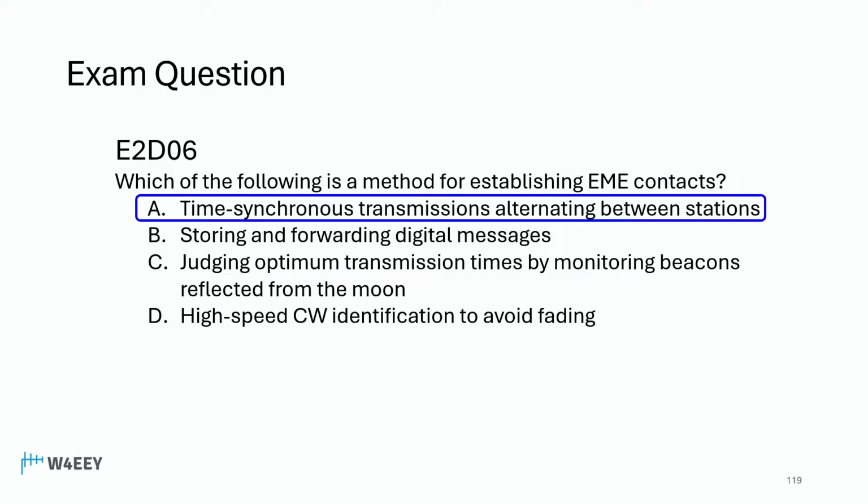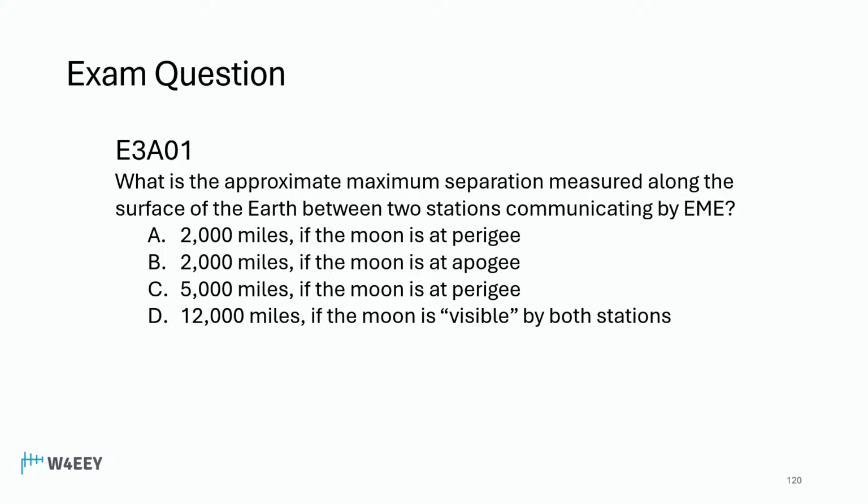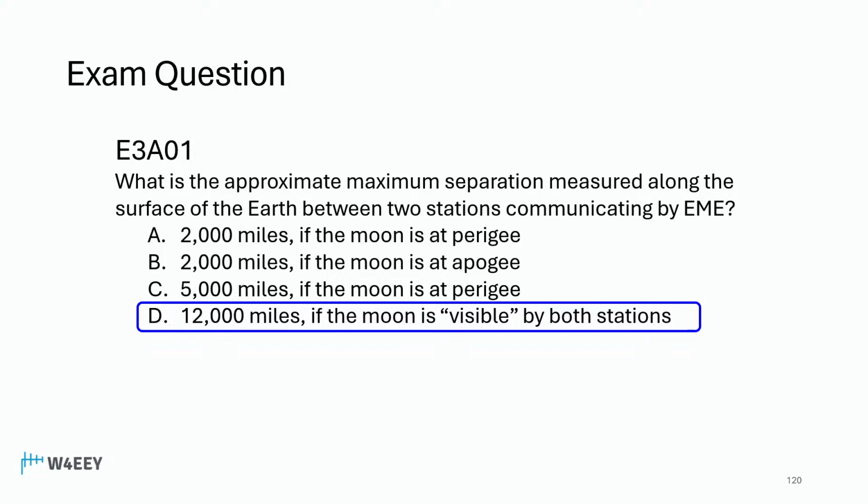You talk, I talk. What is the approximate maximum separation measured along the surface of the Earth between two stations communicating by EME? Delta. It is delta. Yeah, the word visible might be a clue there if you don't remember. 12,000 miles if the moon is visible by both stations.